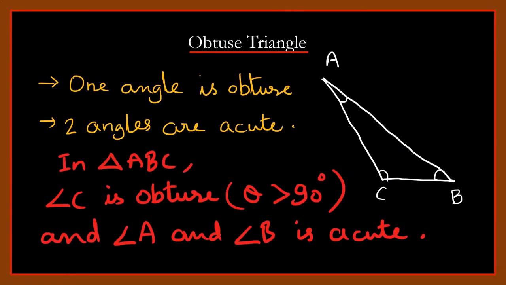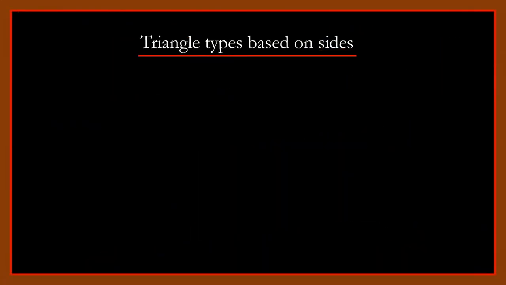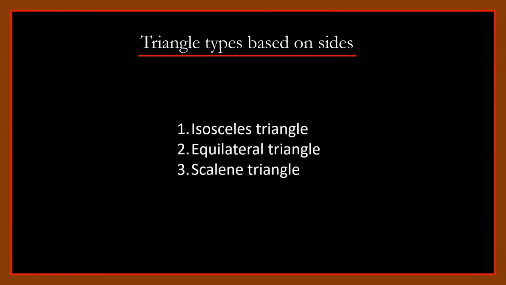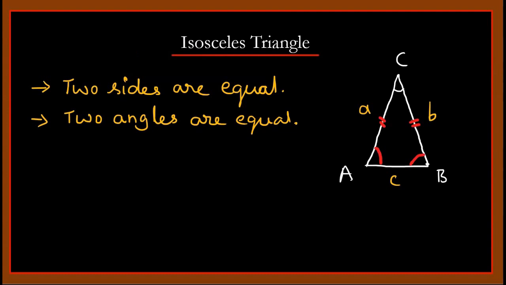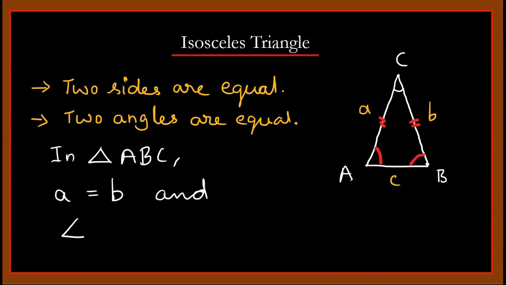Triangles can also be classified based on sides. They can be isosceles triangles, equilateral triangles, or scalene triangles. In an isosceles triangle, there are two equal sides and two equal angles. So for example, the triangle ABC is an isosceles triangle with side A equal to side B and angle A equal to angle B.